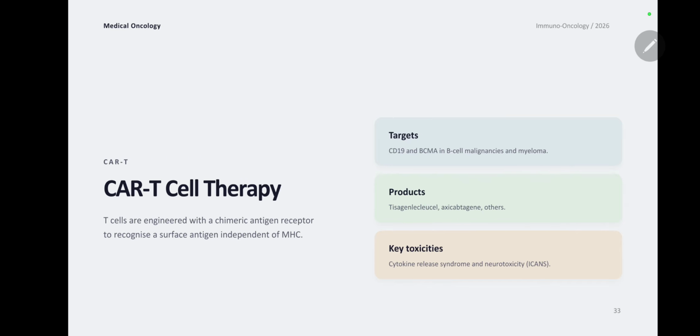One is CAR T cell therapy, chimeric antigen receptor, to recognize the surface antigen. One very important thing about CAR T cell therapy is that it is independent of MHC, because the surface antigen recognition is changed by genetic engineering, so MHC is not required. The basic targets are CD19 and BCMA, with examples like axicabtagene and others. Important side effects are cytokine release syndrome and neurotoxicity.